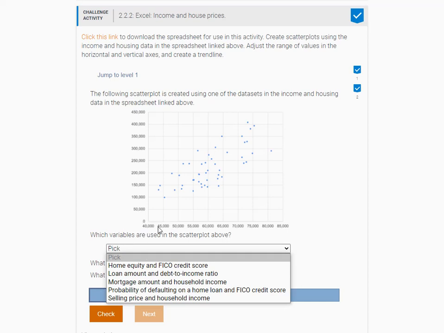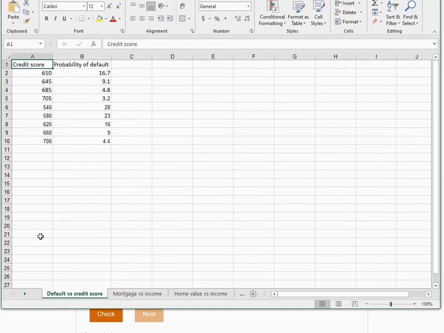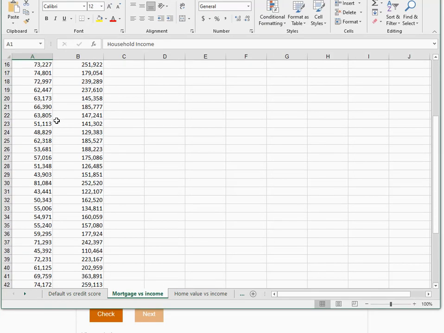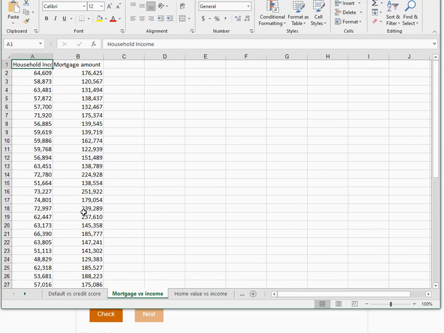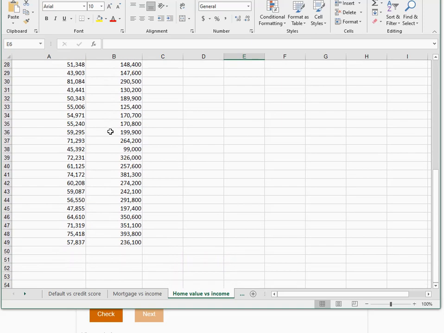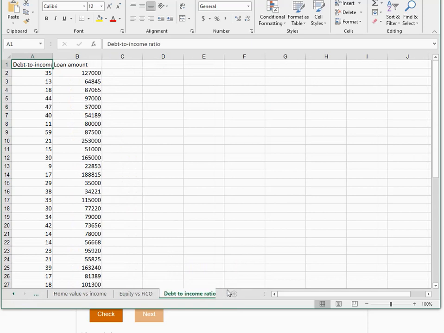So you have to figure out what these variables are. What they're saying is the X variables look like they go from around 40,000 up to a little over 80,000, and the Y variables go from around 100,000 up to 400,000. So you have to look in here and figure that out. Well, none of those variables seem to match. Does this one match? It looks like income to mortgage amount, that could be it. Income to selling price, maybe this is a little bit better. Doesn't look like this one or this one.